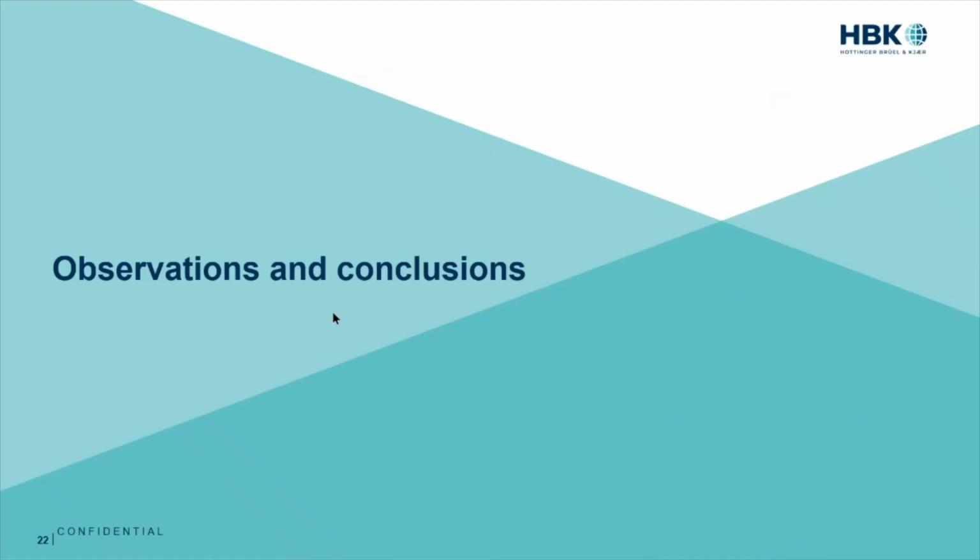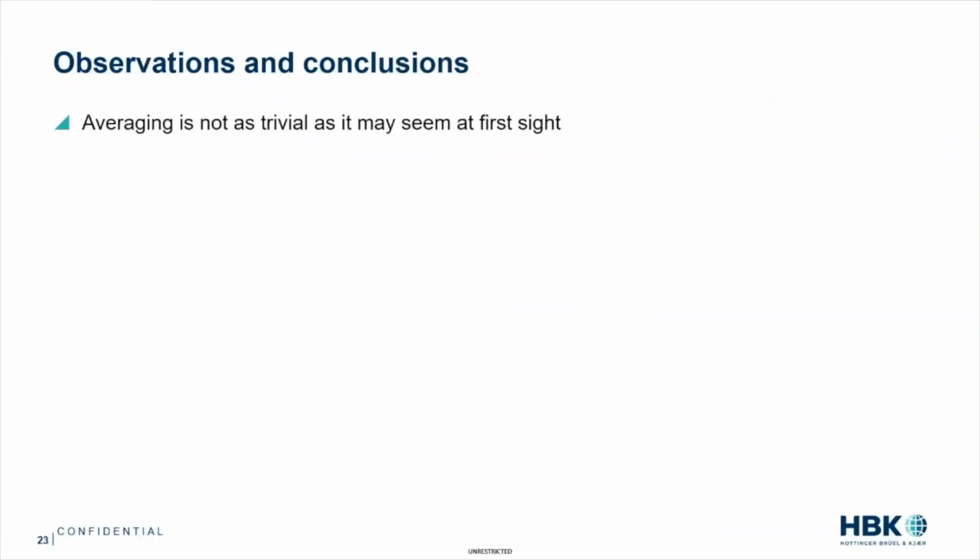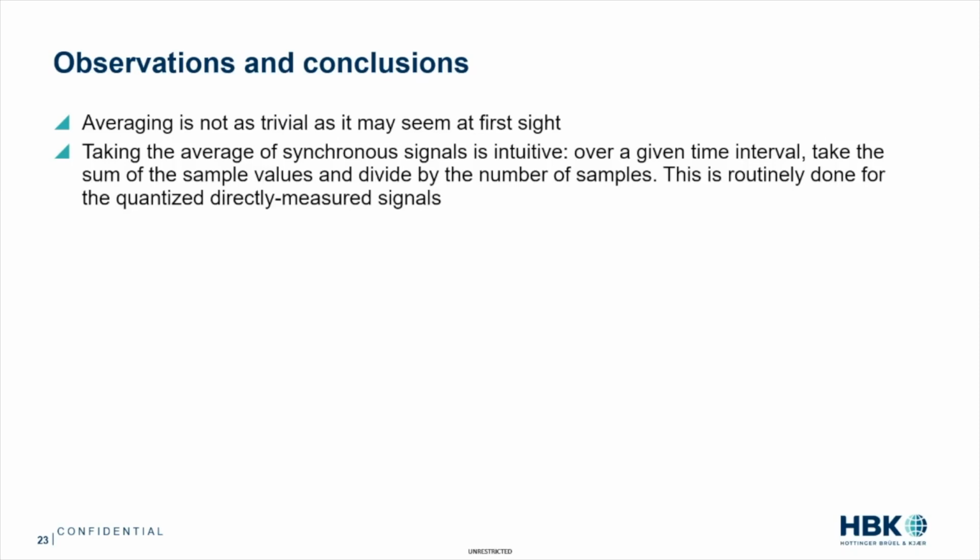So this leads us to some observations and conclusions. Although averaging might seem quite trivial at first sight, in reality, there's a bit more going on than you may think. So taking the average of signals is intuitive. Over a given time interval, you take the sum of the sample values divided by the number of samples, and this is routinely done for quantized, directly measured signals. So you have an analog signal, you sample it at a fixed sample rate, and that's it. And you can very easily find the average.